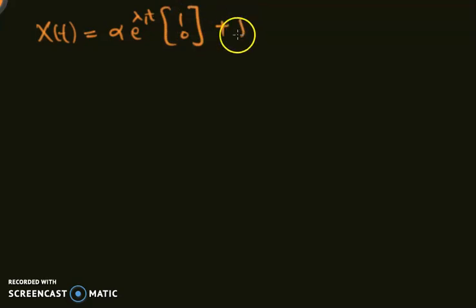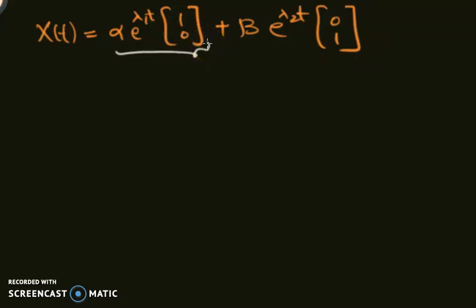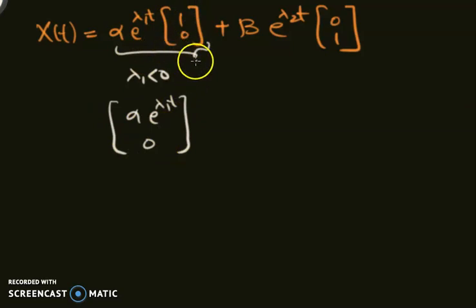So we have the general solution, which is x of t equal to alpha times e to the lambda 1 t times 1, 0, plus beta times e to the lambda 2 t times 0, 1. Now let's talk about the first solution, where lambda 1 is less than 0. This x1, this quantity e to the lambda 1 t times 1, 0, is going to be x1, this one over here.